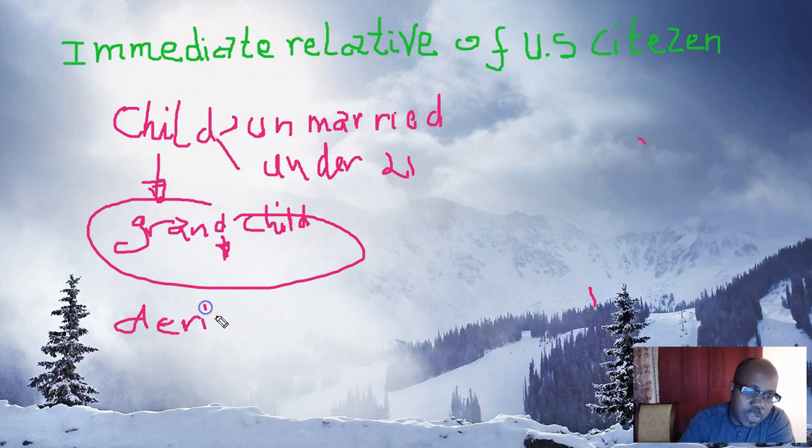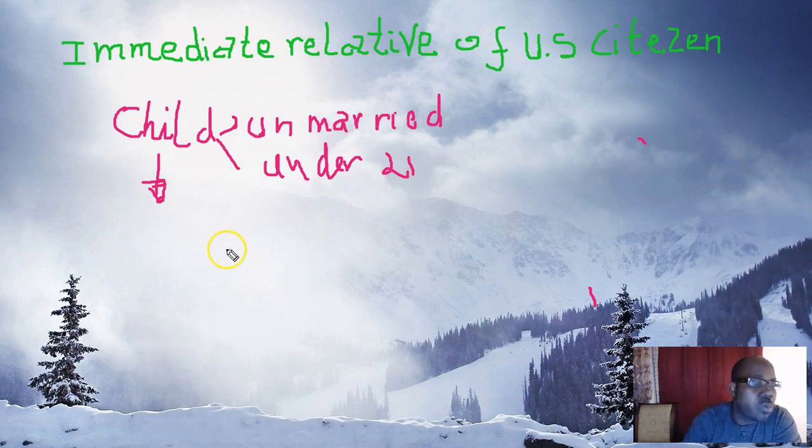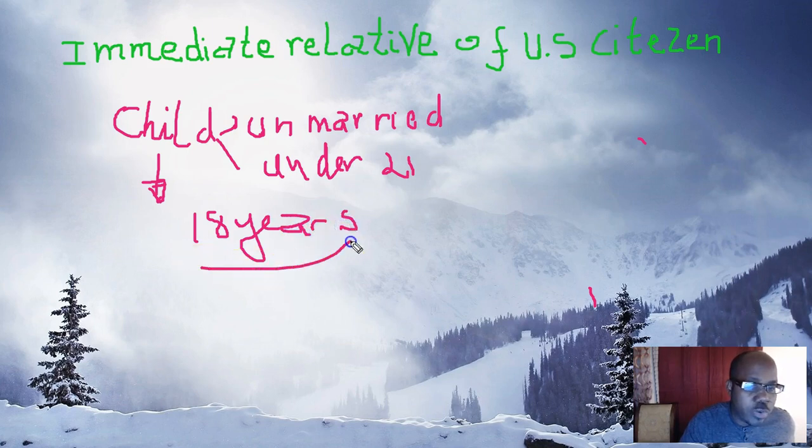Okay, derivative. That's the grandchild. Now, while we are talking about a child, let's make it clear also. It's really important. There is a rule also. If you are a citizen applying for your child, and your child is under 18 years old, when you bring your child to the USA, your child will automatically become a US citizen.